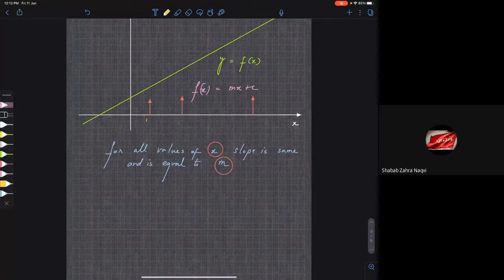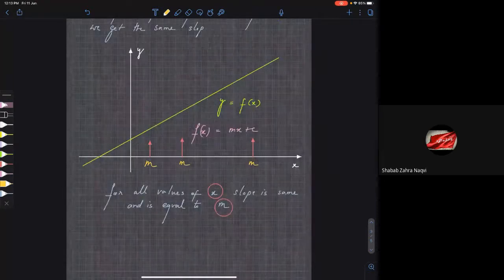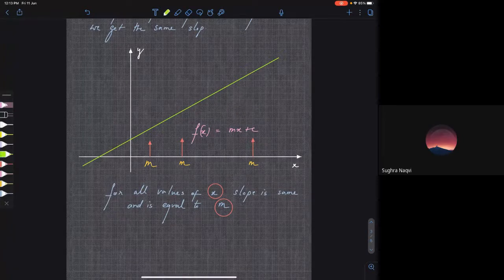Yes, sir. So at this point, at this point, everywhere the slope is m, because when you stand on the line, you will have the same slope since it is inclined in a constant fashion. Clear? So this is y is equal to some f of x. You are getting my point?